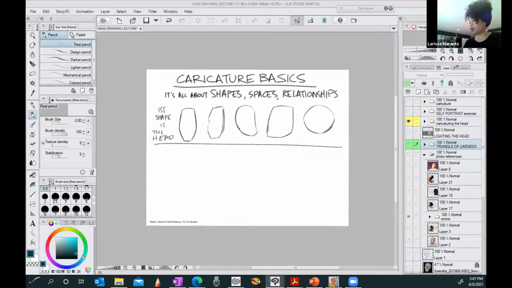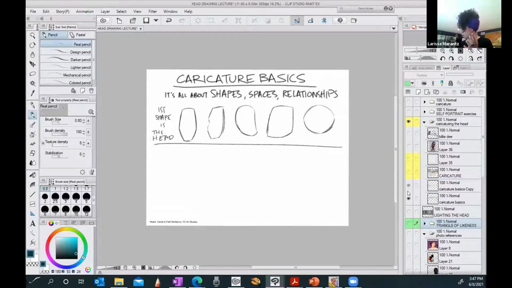Okay, so caricaturing basics. Caricaturing is all about shape. It's about the shapes, the spaces, and the relationships of those spaces. The first main shape you always want to get is the shape of the head. Yes, we started talking about the sphere, but that's the form, the skeletal structure underneath. When we're talking about caricatures and character design, you're thinking of the overall shape of the head and what that looks like. That's what you want to be looking at.